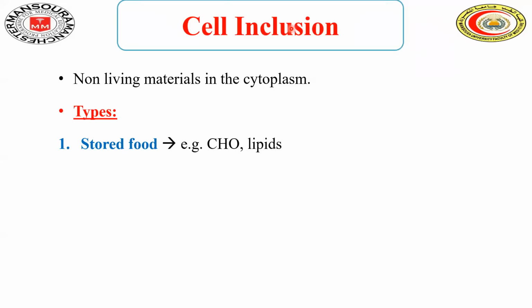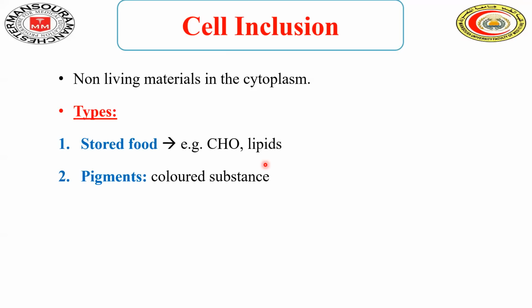If the cell has extra food that is not needed to be used at that time, it's stored for the times of need. Like extra carbohydrates or lipids could be stored inside the cytoplasm to be used by the cell later. Also, an example of inclusions is the pigments.